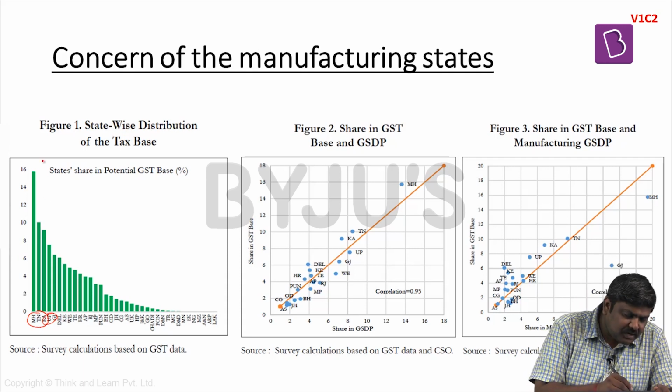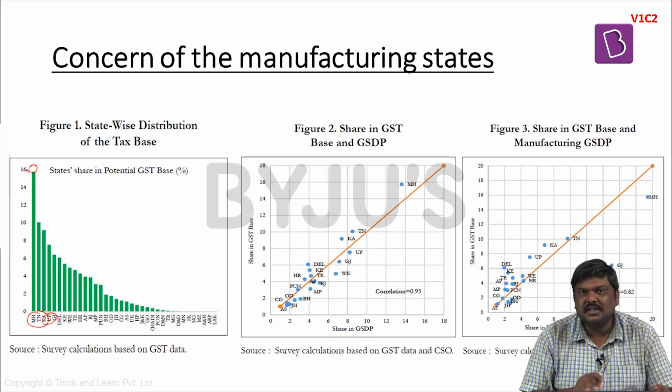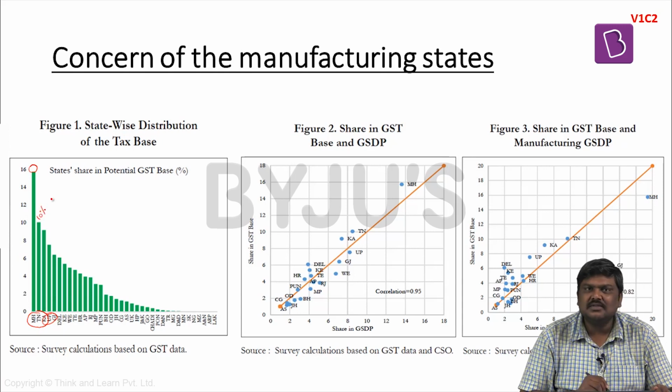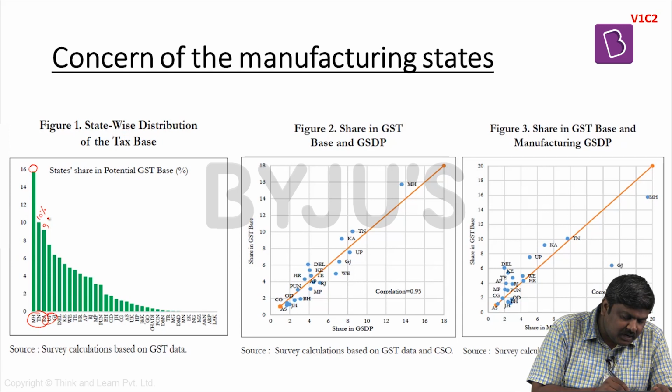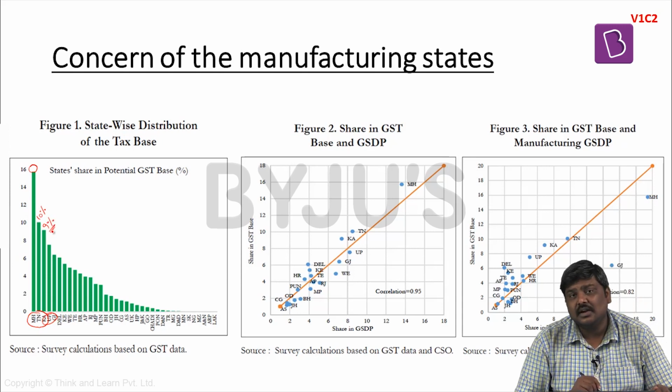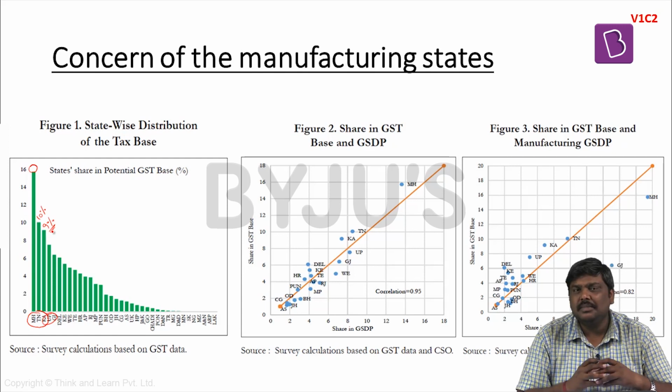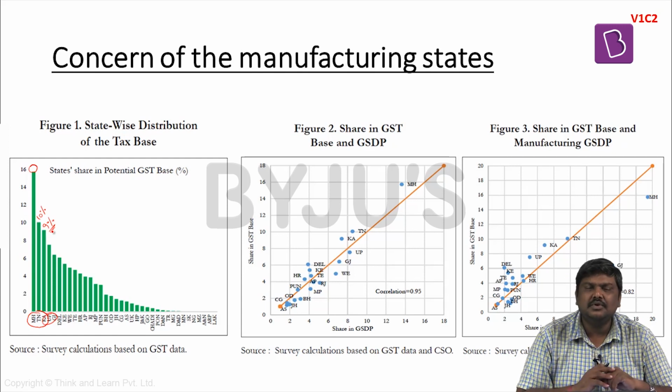The state of Maharashtra has collected 16% of the GST taxes so far, and Tamil Nadu has collected 10% of the GST taxes so far. Karnataka government has collected 9% of the GST taxes so far. So basically the fear that the manufacturing states will lose out with implementation of GST has not become true.